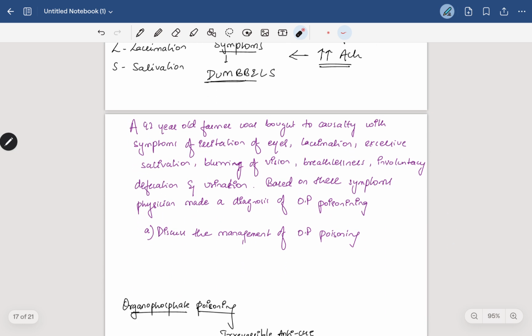So, look at this question. A 42-year-old farmer was brought to casualty with symptoms of irritation of eyes, lacrimation, excessive salivation, blurring of vision, breathlessness, involuntary defecation, and urination. Based on these symptoms, a physician made a diagnosis of organophosphate poisoning. Based on these symptoms, even you can tell that it is a case of organophosphate poisoning. Discuss the management of organophosphate poisoning.